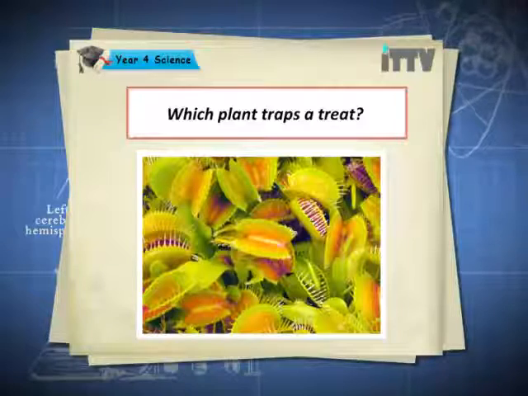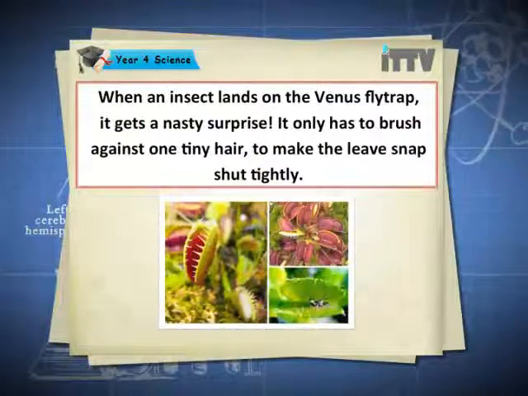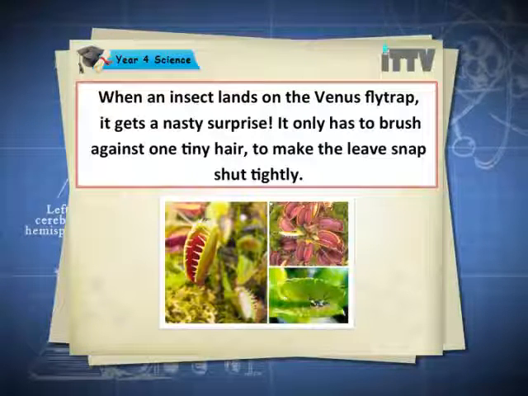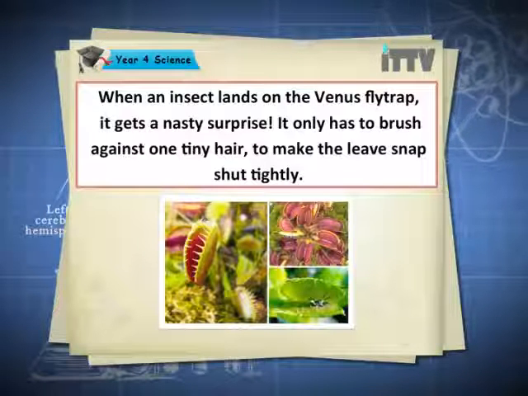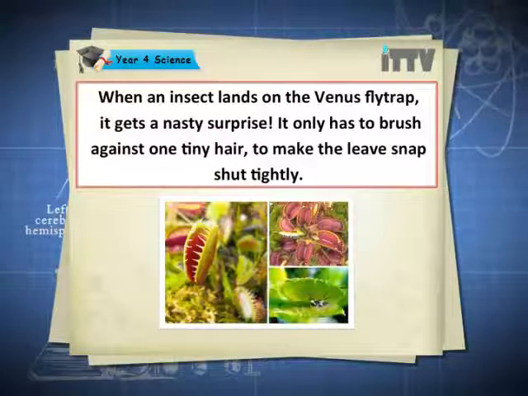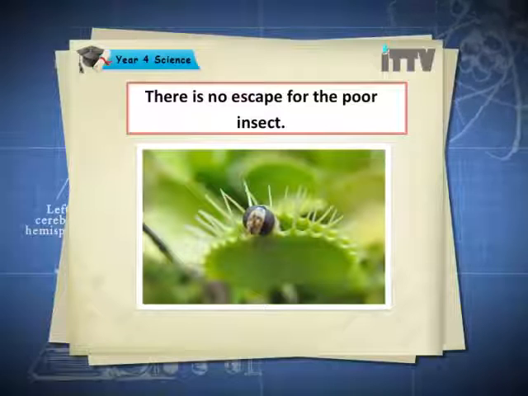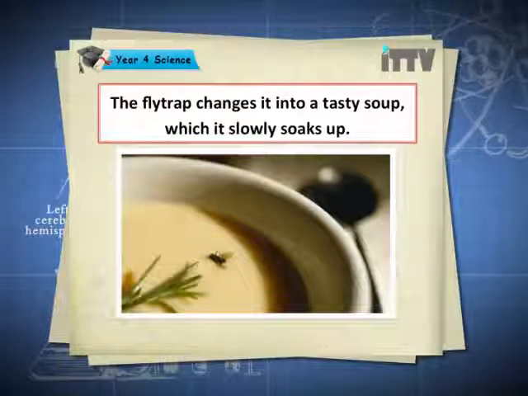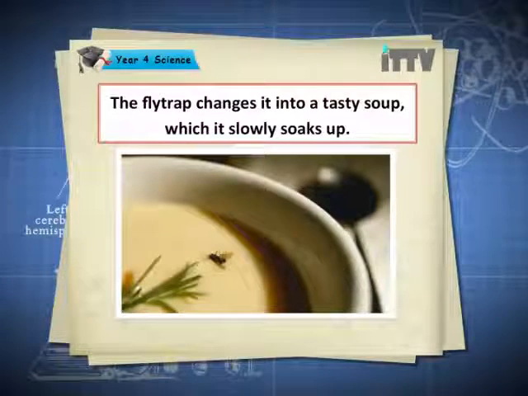Which plant traps a treat? When an insect lands on the Venus flytrap, it gets a nasty surprise. It only has to brush against one tiny hair of the flytrap to make the leaves snap tightly shut. There is no escape for the poor insect. The flytrap changes it into a tasty soup which it slowly soaks up.